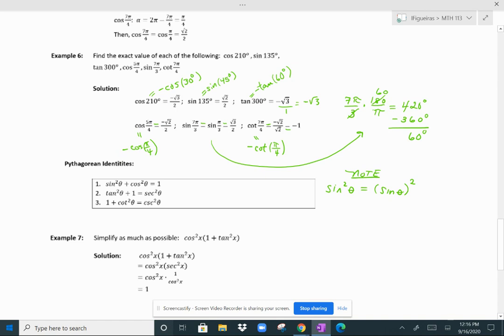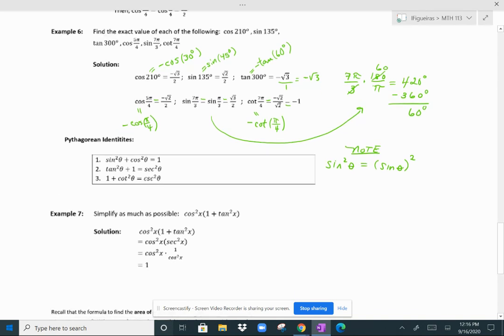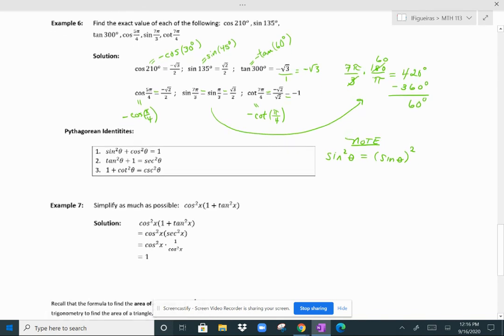All right, so we're going to use one of these to help us simplify. Here we want to simplify as much as possible cosine squared of x times 1 plus tangent squared of x. Instead of theta, I'm using x, but x here would be the angle. So you don't always have to call it theta. It's really any variable. X here would be your angle.